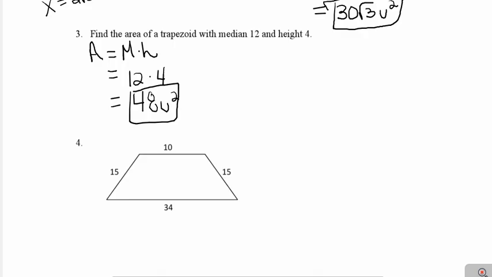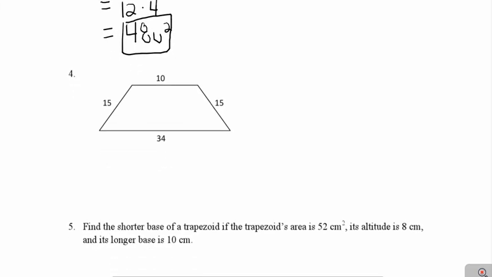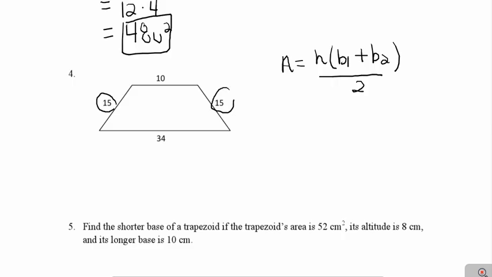For this next example, it would like us to calculate the area of the trapezoid given this information. So to calculate the area of the trapezoid, I'm going to use the height times base 1 plus base 2 divided by 2. Now I have the two bases, but again I need to find the height. And right away, looking at this trapezoid, I noticed that it's an isosceles trapezoid because the two legs are congruent.